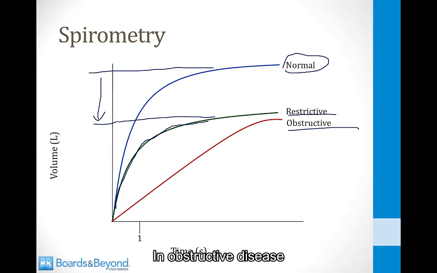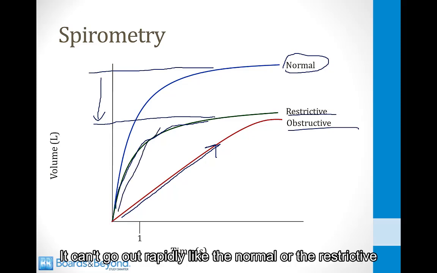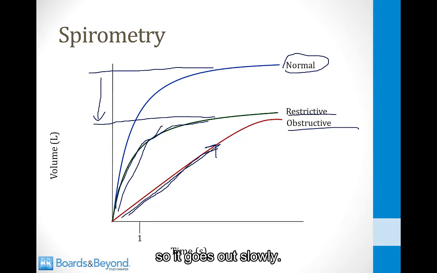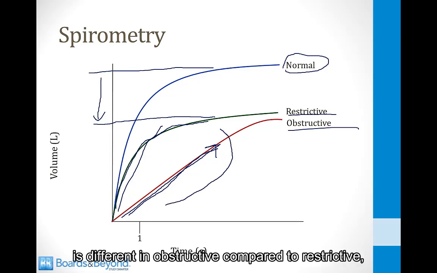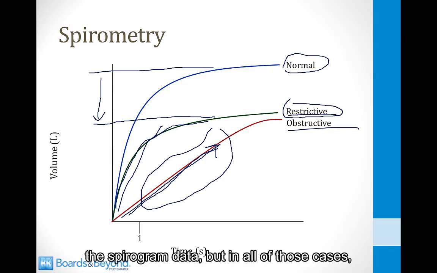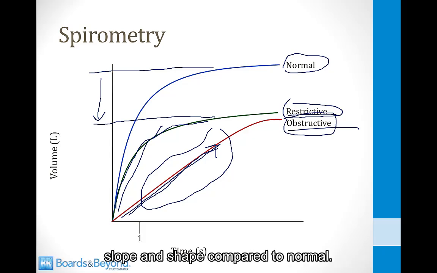In obstructive disease, the shape of the spirogram changes significantly. The slope is much slower in patients with obstructive disease, and that's because there is an obstruction. It's harder for that air to get out. It can't go out rapidly like the normal or the restrictive patient because it's blocked by obstruction, so it goes out slowly. And if you can remember that the slope of the curve is different in obstructive compared to restrictive, it's very easy to recognize these curves. There are many different ways they can show you the spirogram data, but in all of those cases, the restrictive patient will have a similar shape to the normal patient, just smaller volumes, whereas the obstructive patient will have a much different slope and shape compared to normal.